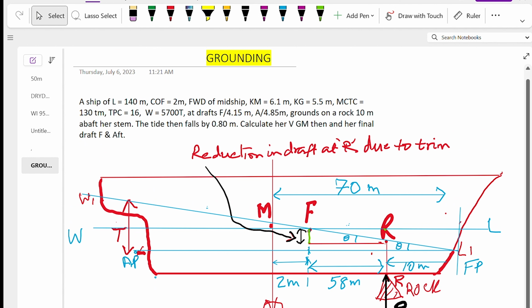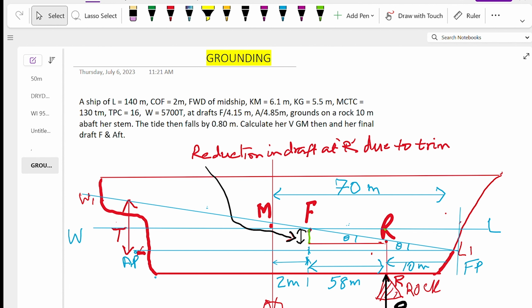Continuing with our topic of loss of GM, virtual loss of GM in dry dock and grounding conditions. So today we do one problem on grounding. It's an examination type question, and we apply the same knowledge of finding the loss in the GM as we did in dry docking.